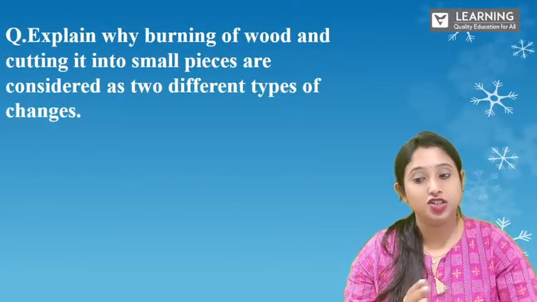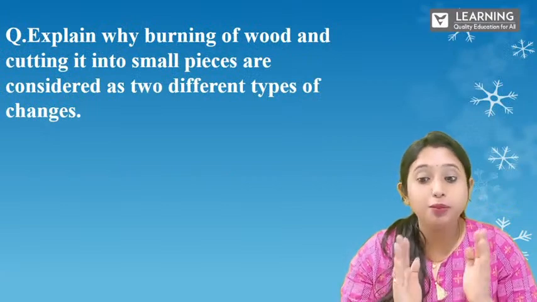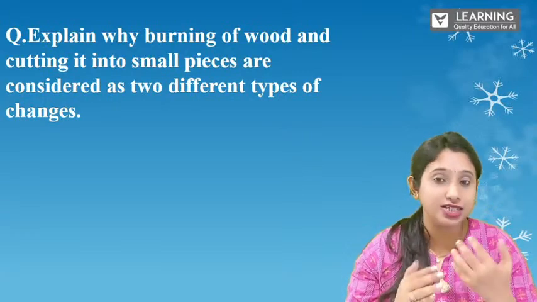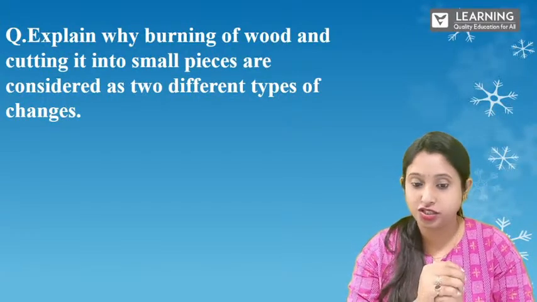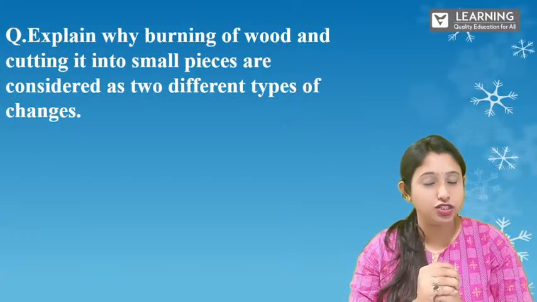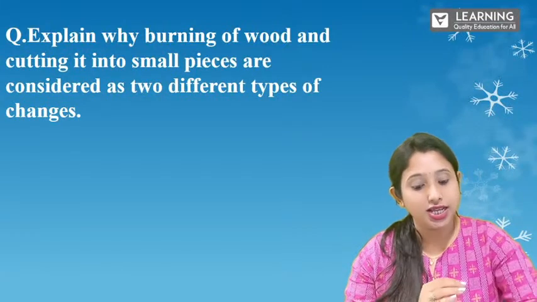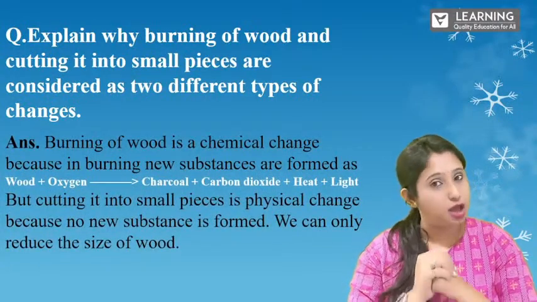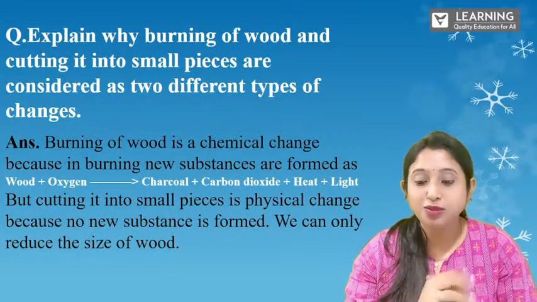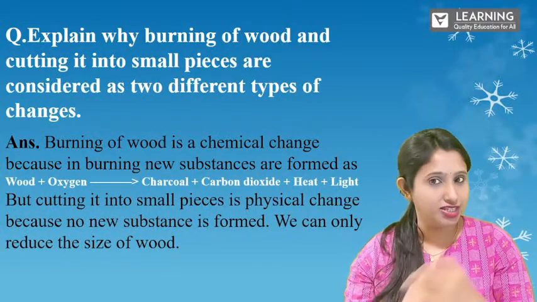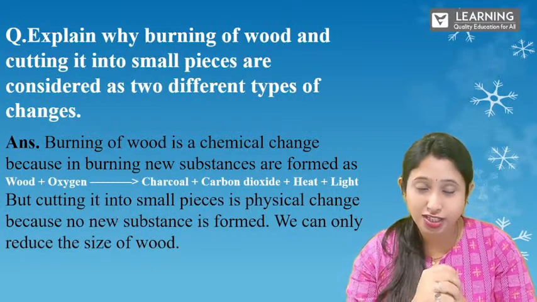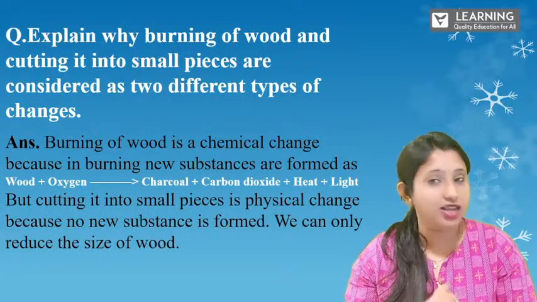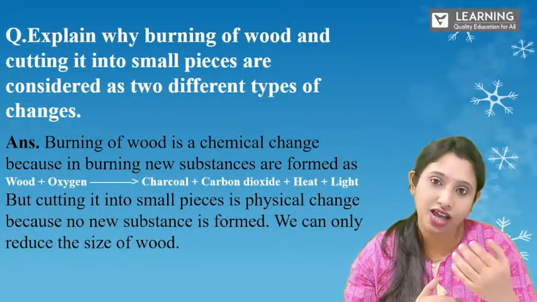Next question is: explain why burning of wood and cutting it into smaller pieces are considered as two different types of changes. Why are they considered as two different types of changes? Let's see. So, burning of wood is a what? It is a chemical change, right? Because in burning, what happens? New substances are being formed. What are the new substances formed? What do we get? We get charcoal, we get carbon dioxide, then we get heat and light, right?